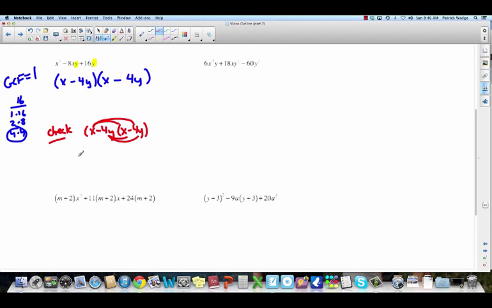So we do x times x is x squared. x times negative 4y is negative 4yx, or we like to put them in alphabetical order, xy. So negative 4xy. Negative 4y times x is another negative 4yx, but we like to put it in alphabetical order, negative 4xy. And negative 4y times negative 4y is positive 16y squared. You can combine these, so you get x squared, take away 8xy, plus 16y squared.